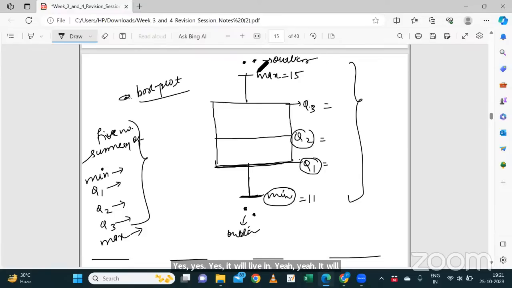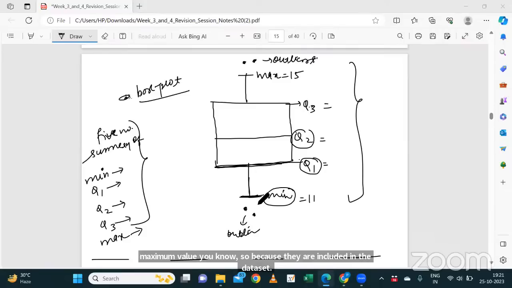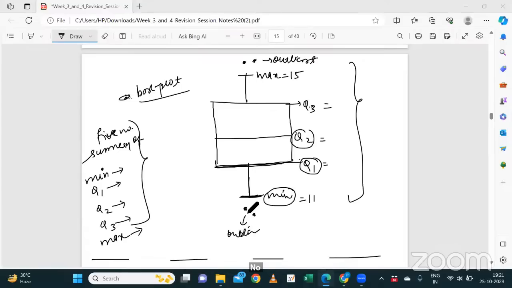Suppose there is only one outlier. Sir, should the outliers be the minimum and maximum value, because they are included in the data set? They should also be considered in the data set, so the maximum value will be the maximum outlier, no, sir? No, it's not like that.